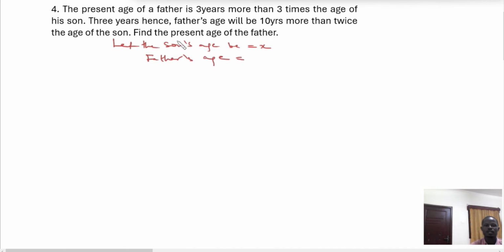Let's read the statement and interpret it. The present age of a father is 3 years more than 3 times the age of his son. Three times the age of his son. The age of the son is x. So 3 times x is 3x.